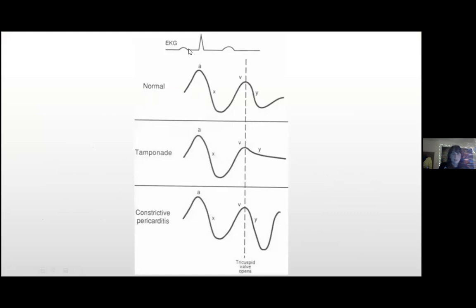And so this is the waveform of the JVP. So you can see the X and the Y, and the Y is absent in tamponade, but it's present in constrictive pericarditis. So don't know if that will ever come up, but if it does, there you go.